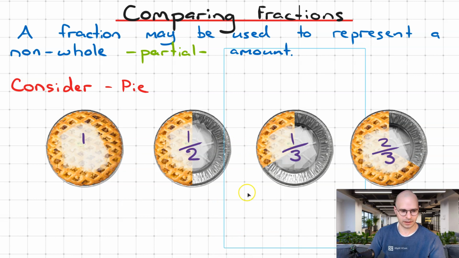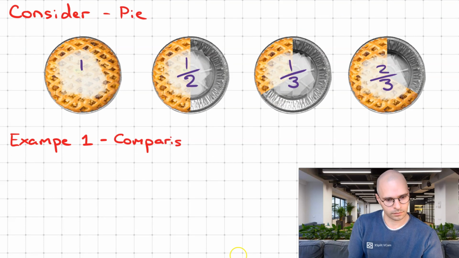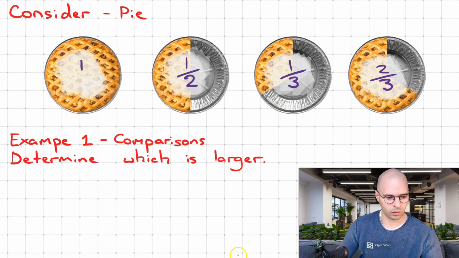But as mathematicians, we like to find more efficient ways to do things. So what we're going to do is have a look at how we can compare fractions without having to use visual aids. So let's go down to an example. We're going to have a look at the method we can employ to determine whether a fraction is larger than another fraction or not.